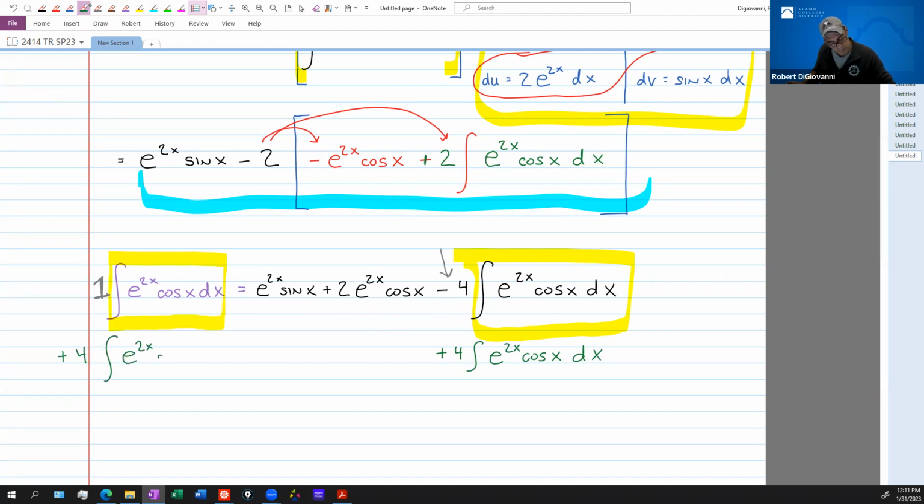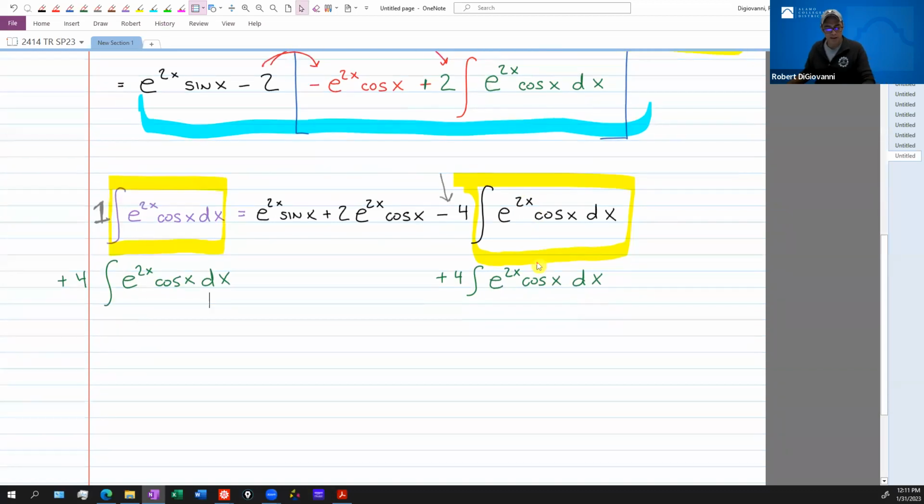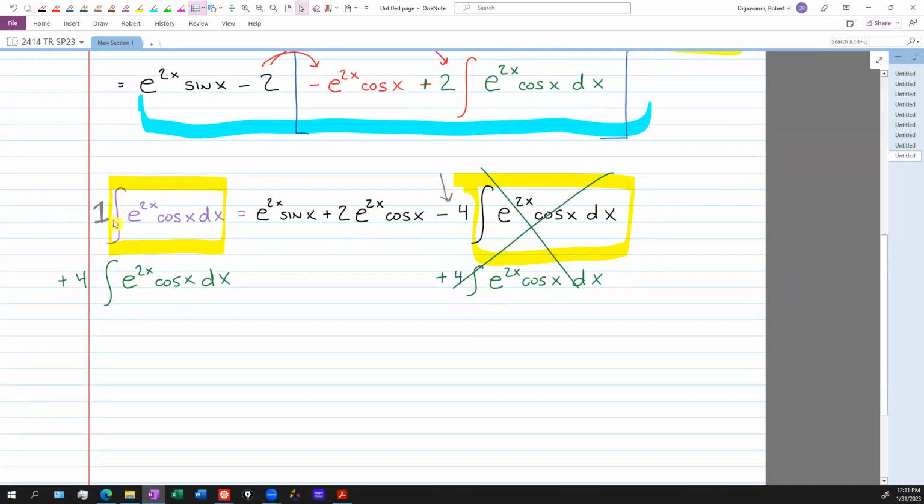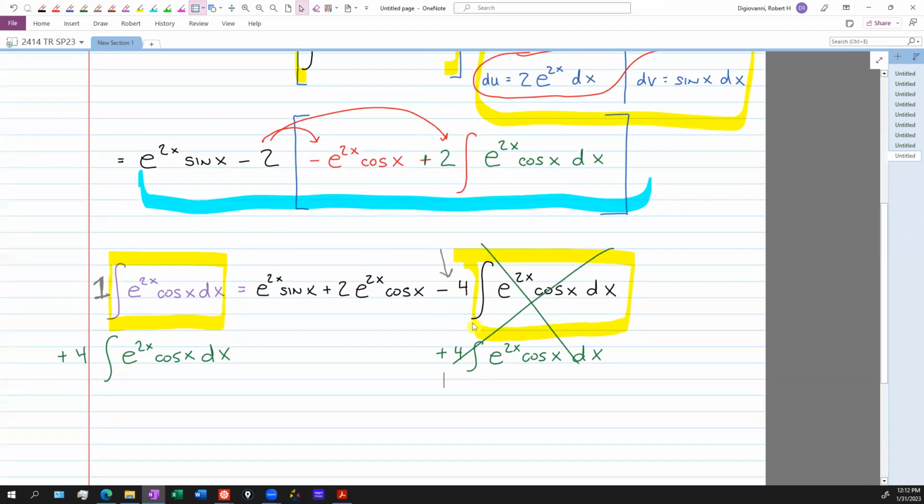That's weird. On the right side, it goes away. And on the left side, one of these integrals plus 4 of these integrals is how many of them? One apple plus 4 apples. 5 integrals. Where did I lose you? When you started adding integrals together.